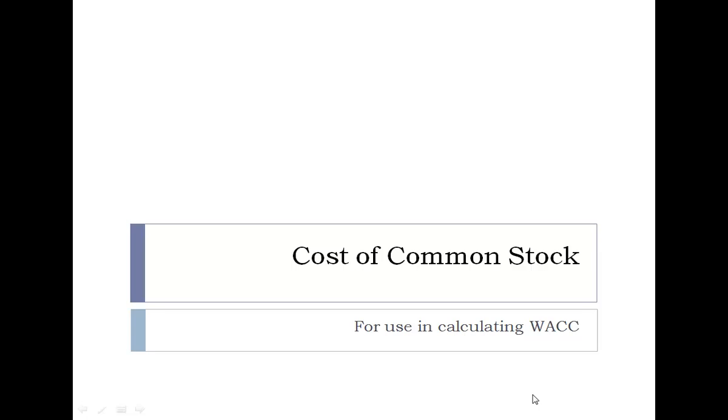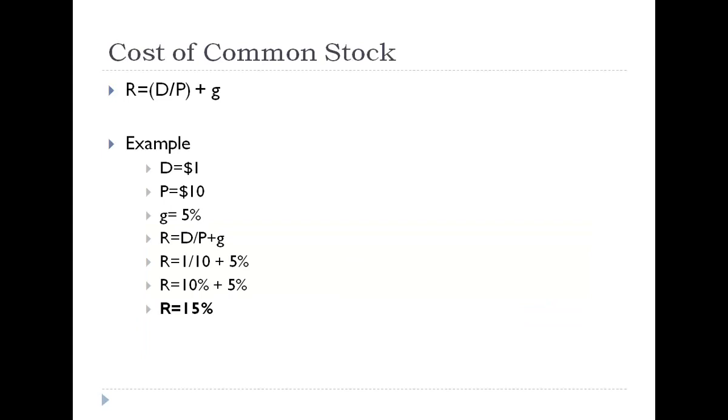Calculating the cost of common stock for use in calculating weighted average cost of capital. When we look at common stock issued by a corporation, one of the questions we can ask ourselves is, how much is this costing us every year? Take an example of a company that raises $100 million through the sale of common stock. That common stock is assumed to have a cost associated with it. It's assumed that the $100 million that we raised is not necessarily free.